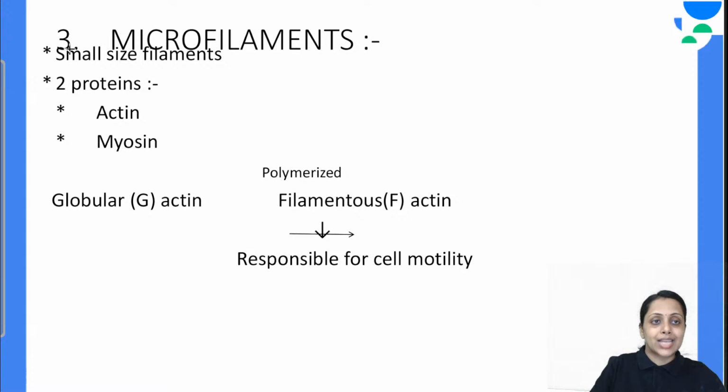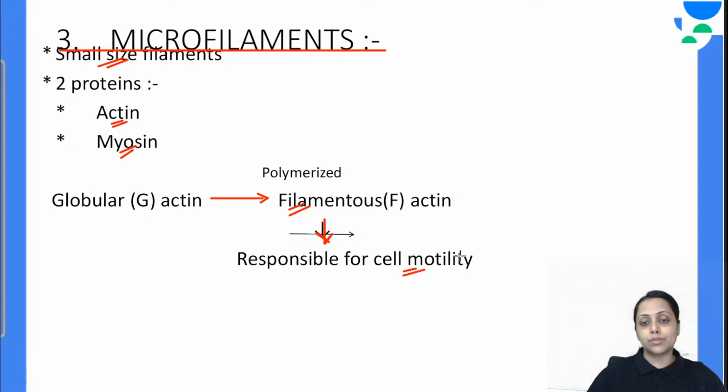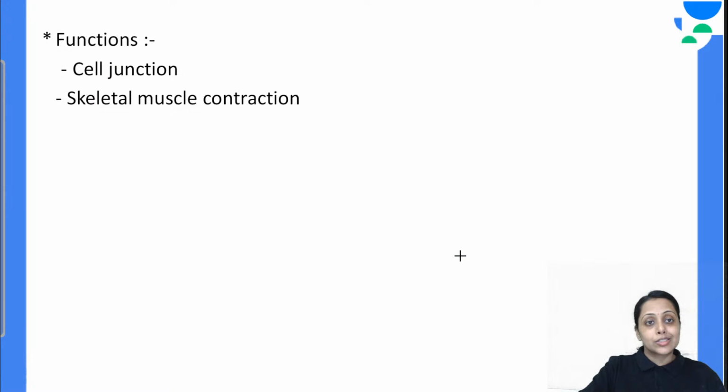Moving to the last cytoskeletal filament, that is the microfilament. They are small in size, and two types of microfilament are there: actin and myosin. Globular actin polymerizes to form filamentous actin, and this filamentous actin is responsible for cell motility. Is this clear? So they are also responsible for certain cellular junctions. They are also responsible for skeletal muscle contraction. So this is all about cytoskeletal filaments. We have microtubules, intermediate filaments, and microfilaments.